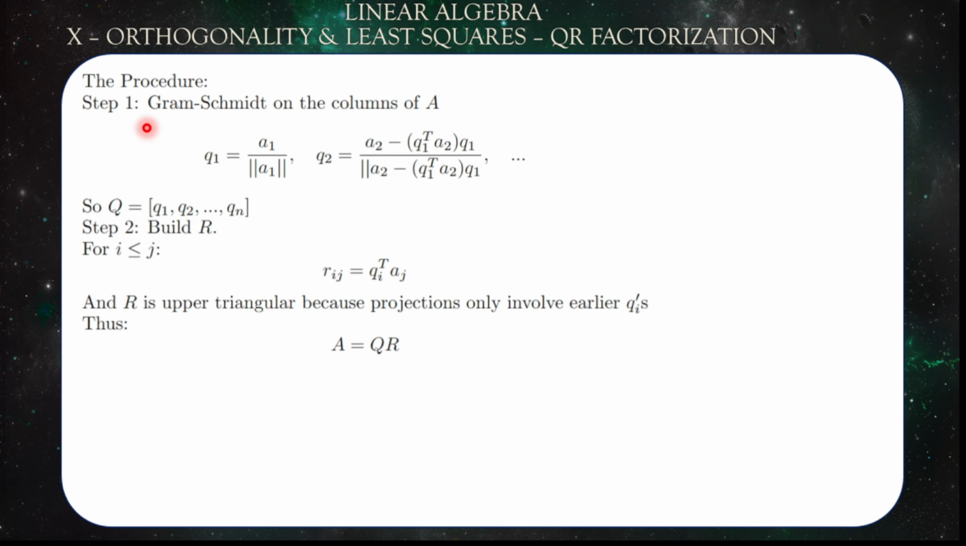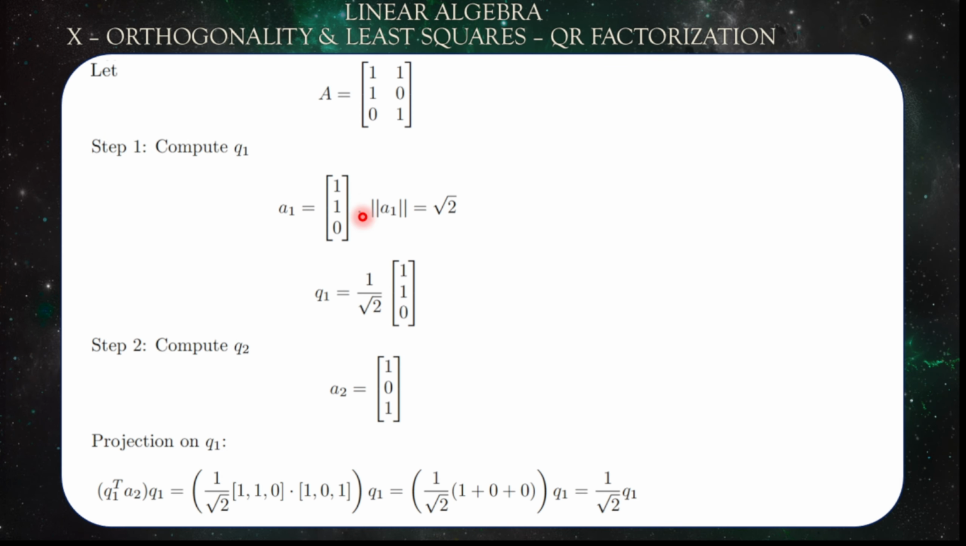The procedure: step 1, Gram-Schmidt on the columns of A. So Q1 is equal to A1 divided by the size of A1. Q2 is equal to A2 minus the projection on Q1. It's a little bit complex process, but never mind. It might be much easier for you to comprehend within the exercises. Okay, let's move to practice.